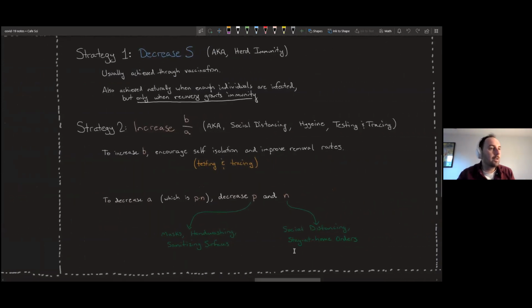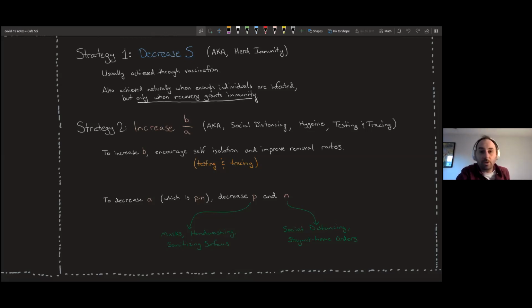Okay, decreasing S is what's called herd immunity. So you may have heard about herd immunity. Herd immunity is the idea that there just aren't that many susceptible individuals, so that if there's an outbreak, it just won't be able to take hold. There won't be enough people to spread to, and you'll never have an epidemic develop.